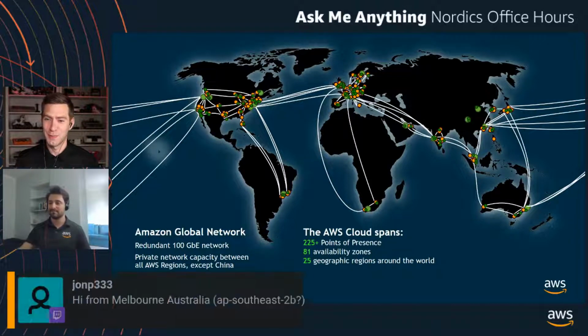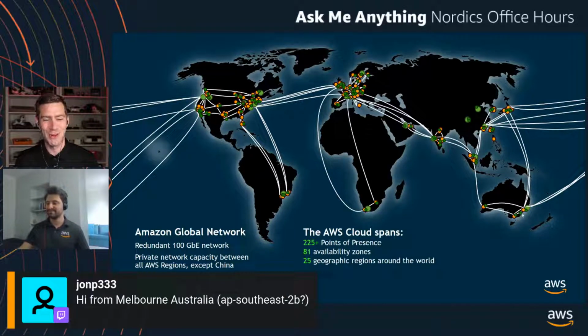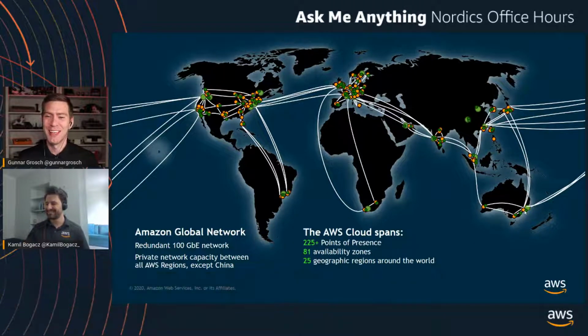Right. So we get a hello from John from Melbourne in AP Southeast 2, at least. So hey, John, welcome to the show. We definitely have pubs nearby.